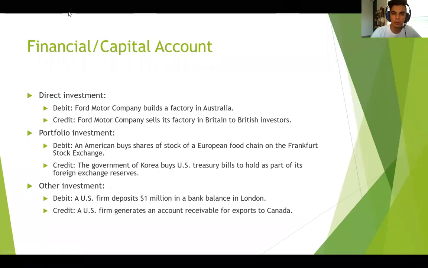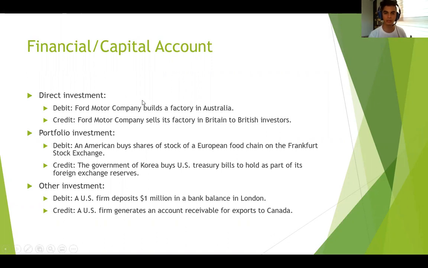Okay, so let's continue with the next account from the balance of payments. As I told you, the book says that these accounts are independent, but for the purpose of this course, we're going to mix them, the financial and capital account, both together in the same concept. So the financial and capital account are transactions that are related to investments and financial products.